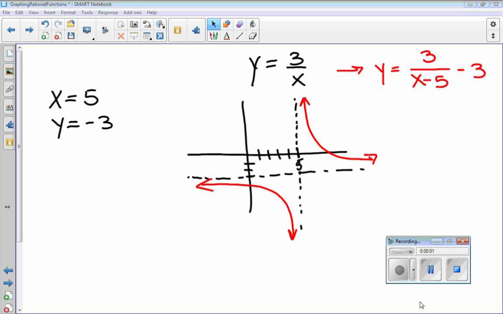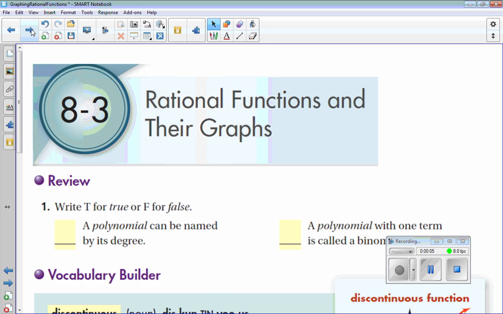Rational functions that have more than one asymptote. They can have more than one vertical asymptote. We can have something called a hole, all different kinds of things we call discontinuities.